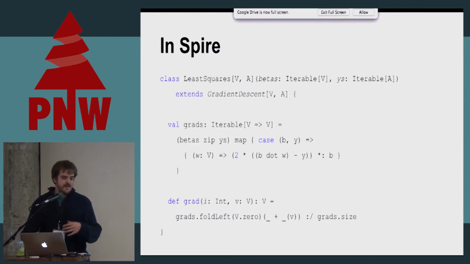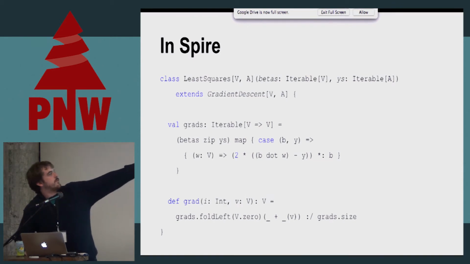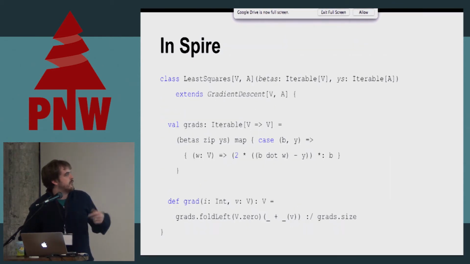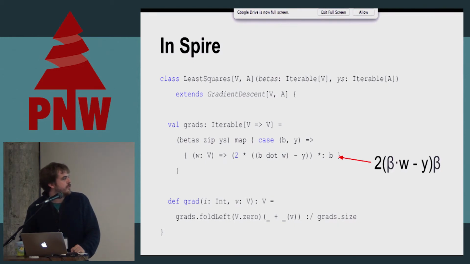Anyway, so in Spire, what we could do here is basically extend our gradient descent thing, which means that we just have to implement gradient. And to do that, you can see that for our betas and our ys, that just corresponds to our beta and our y there for each of the points. So we just zip them together, and we just get our little formula. Encoded, it looks very much like it does as a formula, so it's kind of nice.